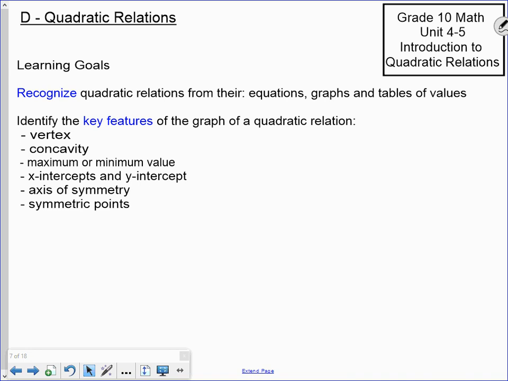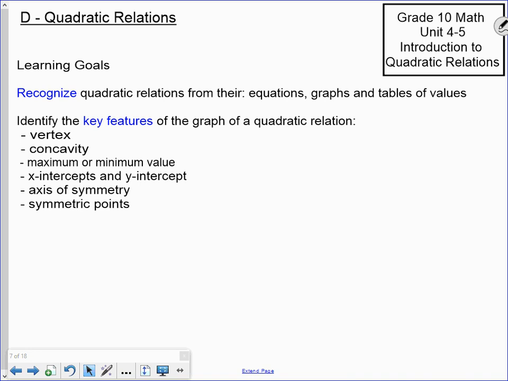Okay, in the first part of this lesson on Introduction to Quadratics, we looked at how you could recognize a quadratic relation from the equation, the graph, or the table of values. What we want to do in this second part is identify the key features of the graph of a quadratic relation. So our focus here is just being able to identify, and you can see the list here, the vertex, the concavity, the maximum or minimum value, the x-intercepts, the y-intercepts, the axis of symmetry, and what are called symmetric points. Being able to identify those and possibly find those and understand what all of those terms mean.